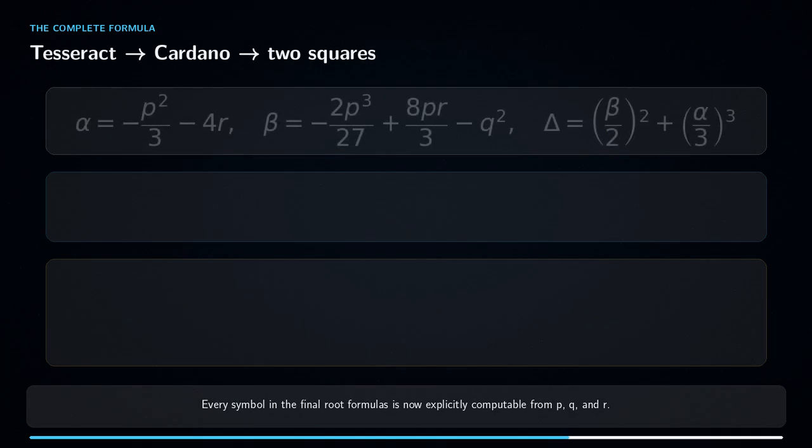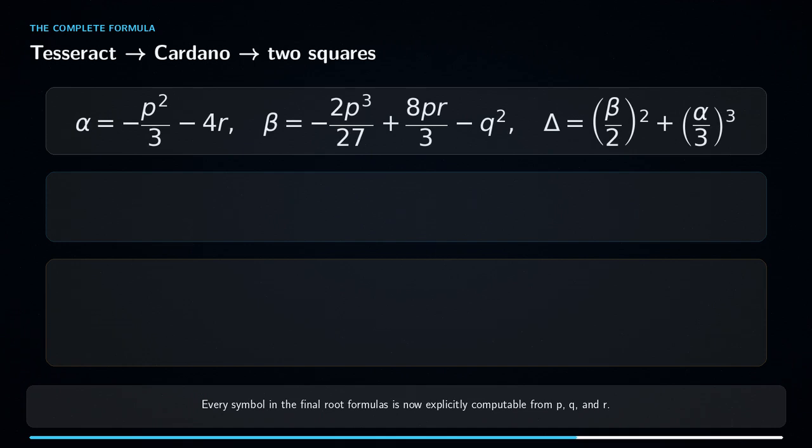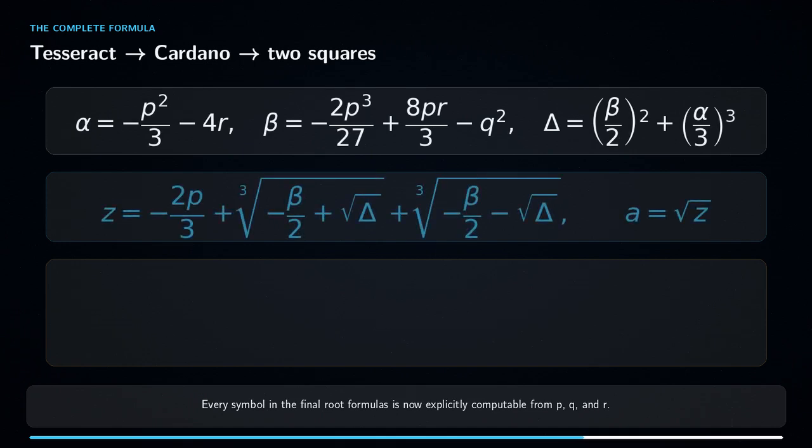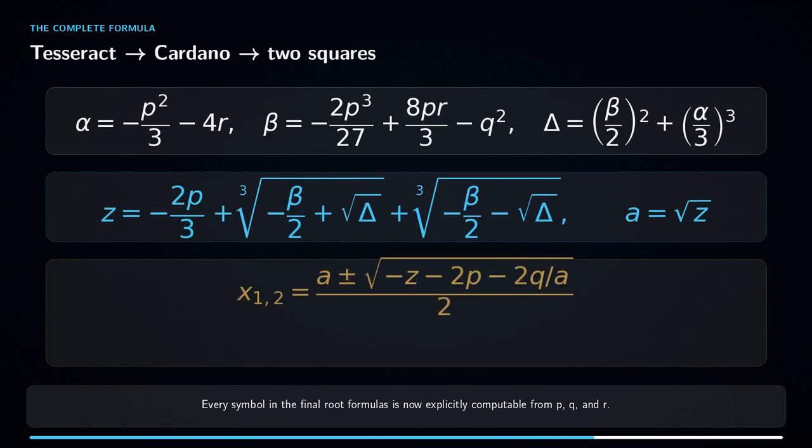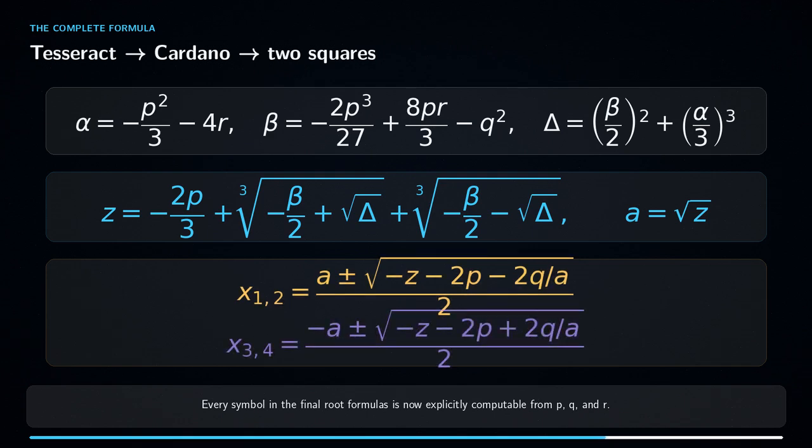Define A alpha, beta, and delta alpha as shown. Cardano's formula gives z, and i is square root z. Then the two completed squares give the four roots displayed below. This is a usable formula. Every quantity on screen is calculated from p, q, and r using square roots and cube roots.